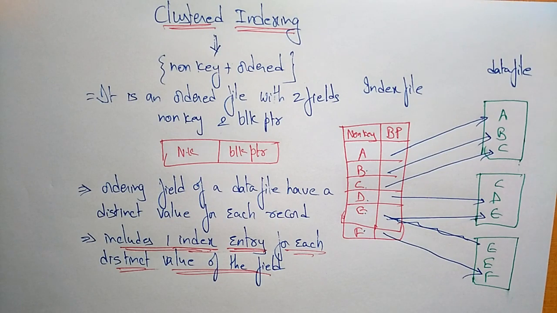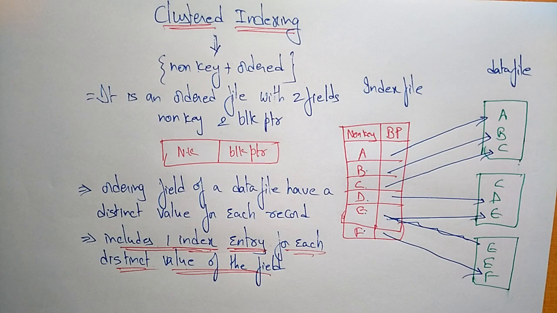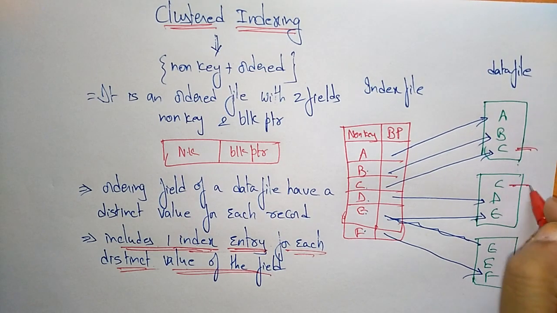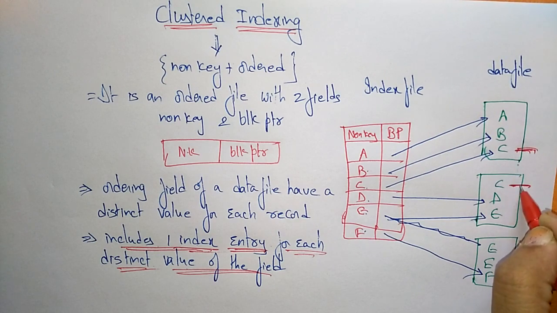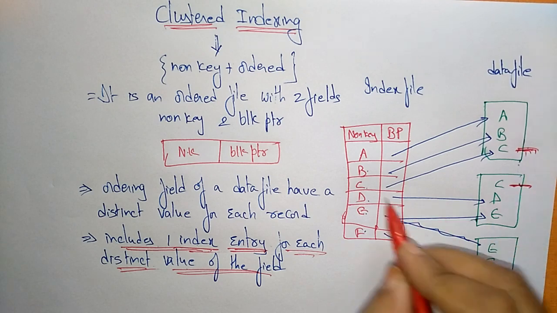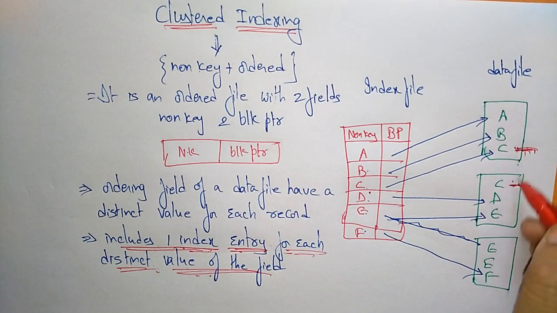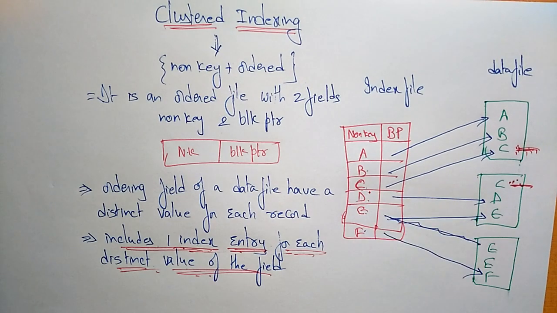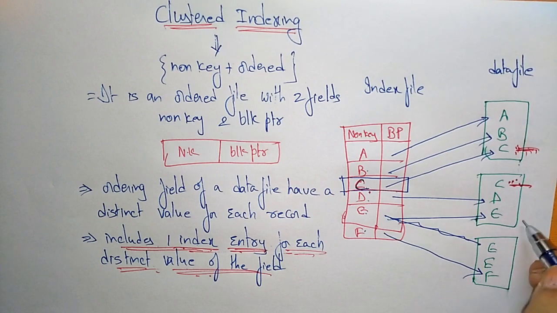Here you can check that it includes one index entry for each distinct value. Here we have two records with the same value: C is one record, and again in another block C will be there. Instead of entering it twice, there is only one index entry for each distinct value. Even though it has two records with this value, only one entry is there, the C. In the same way, here also you have the entries, E.